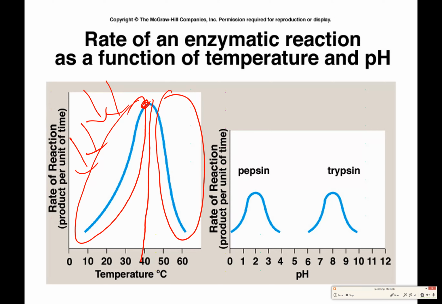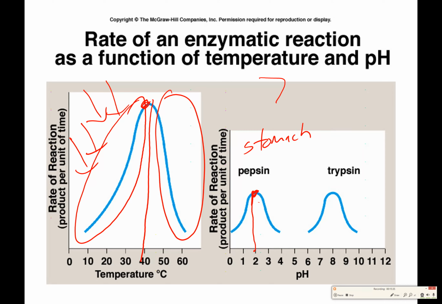Also notice that each enzyme has an optimum pH, and that optimum pH is slightly above 7 for most enzymes in your body. And if the pH is changed to either a little bit more acidic or a little bit more basic, the enzyme starts to denature. Notice pepsin. This enzyme has an optimum pH of around 2. And that works for pepsin because pepsin is found in the stomach.